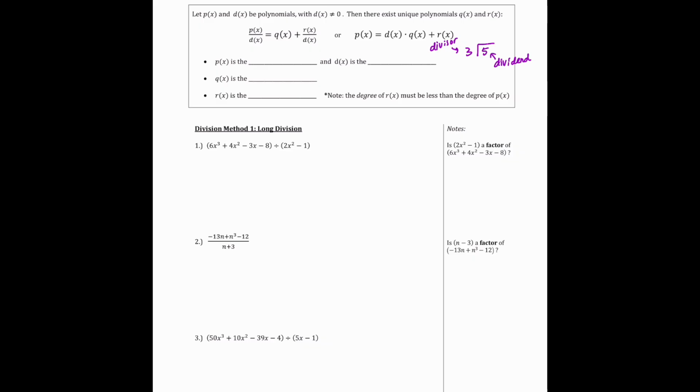The answer to a division problem, which in this case is 1, that's called the quotient. And then here 1 times 3 is 3, and then I have a remainder of 2. What's left is the remainder. So that's where we get those P, D, Q, and R from.